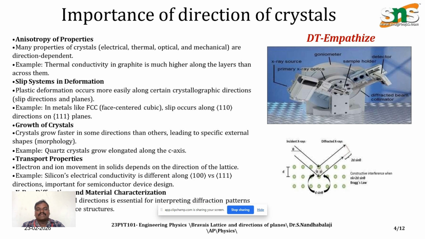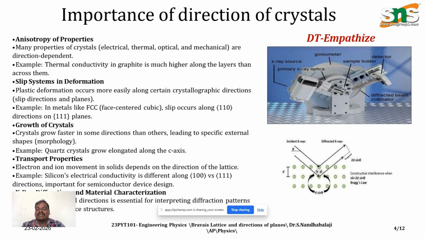And slip systems in deformation. Plastic deformation occurs more easily along certain crystallographic directions. For example, in metals with an FCC, face-centered cubic structure, slip occurs along the 110 directions on the 111 plane. Growth of crystals: crystals grow faster in some directions than others, leading to specific external shapes, or morphologies. For example, quartz crystals grow elongated along the c-axis.